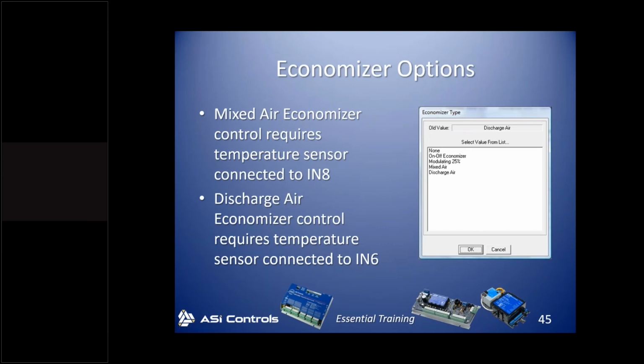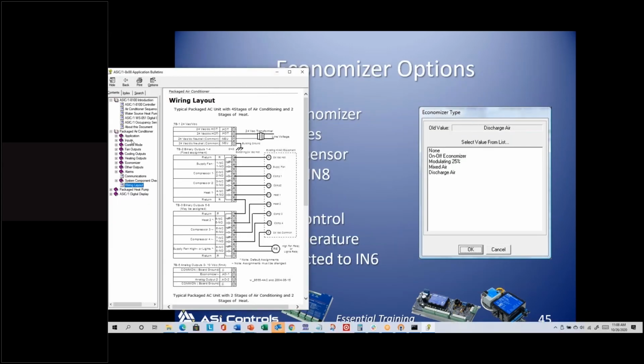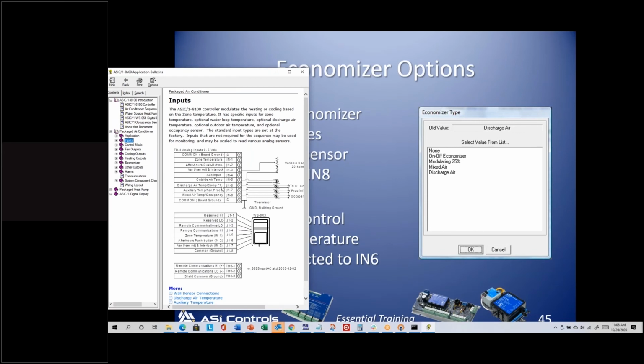Economizer: in the live class, usually we can simulate this a little bit better because we can adjust the outside air temperature and the mixed air temperature. It's kind of hard to do in the virtual environment, so I'm just going to talk about it. If you're going to choose the mixed air economizer option, then you would connect your mixed air sensor to input 8. If you're going to choose the discharge air economizer option, then the discharge sensor should be connected to input 6. That matches what we saw on this input list. Discharge on 6, mixed air on 8.